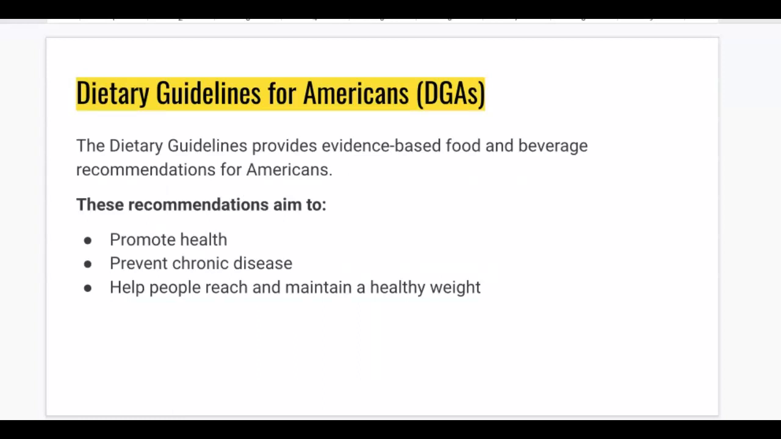The Dietary Guidelines for Americans, or DGAs, provide evidence-based food and beverage recommendations for Americans. And these recommendations overall aim to promote health of Americans, prevent chronic disease, and help people reach and maintain a healthy weight.